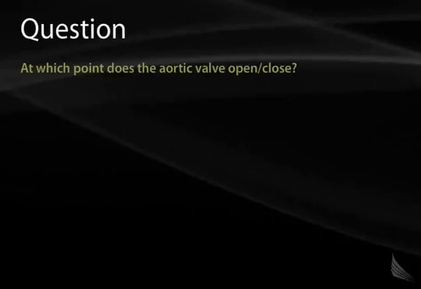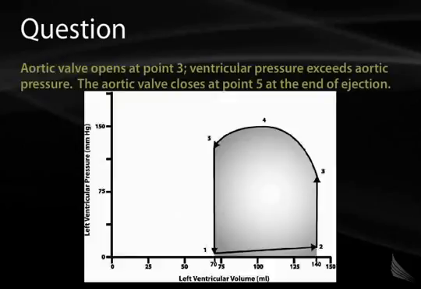At which point does the aortic valve open or close? The aortic valve opens at point 3. The ventricular pressure at that point exceeds the aortic pressure. The aortic valve closes at point 5 at the end of ejection.